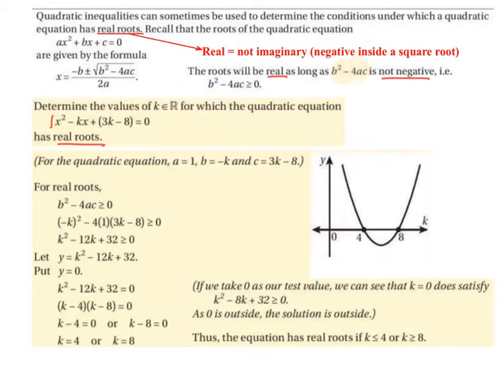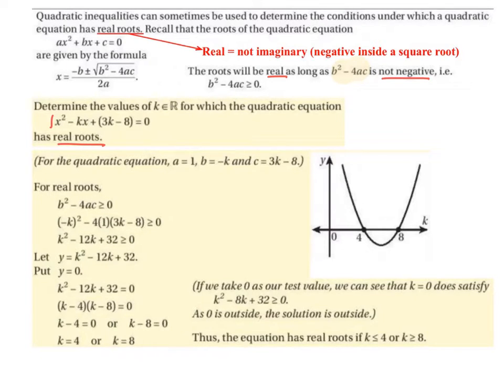Then we just substitute into our formula. We swap the b for minus k, so we get minus k squared. Make sure you've got brackets around it. Bring down the minus 4. We swap the a for 1, again with brackets around it, and swap the c for 3k minus 8, again with brackets around it, and this is all greater or equal to 0. Minus k squared is minus k by minus k, which is just positive k squared. Minus 4 times 1 times 3k is minus 12k. And minus 4 times 1 times minus 8 is plus 32, and this is greater or equal to 0.